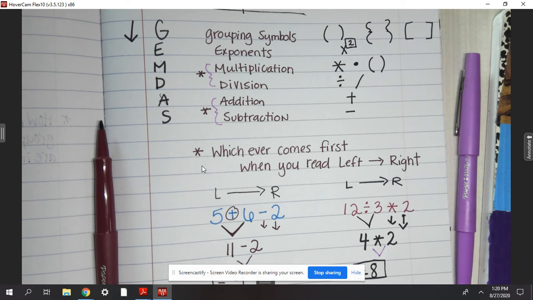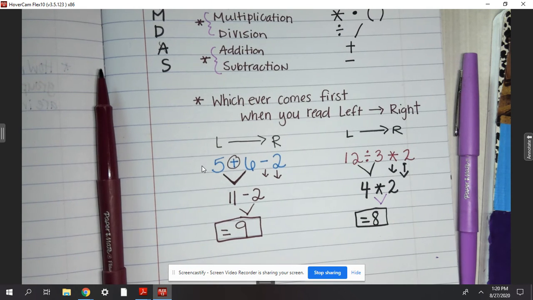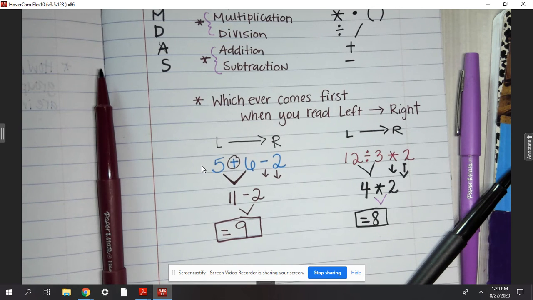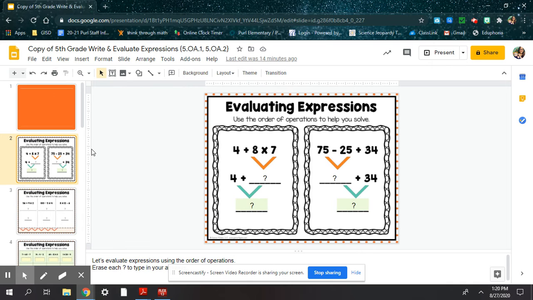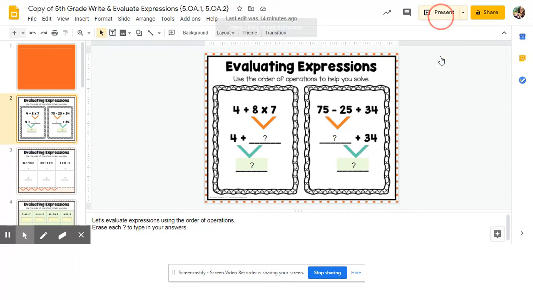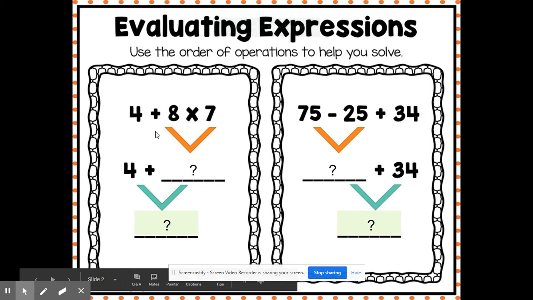Okay, so that's what you are going to do today. So for today's lesson, we are not going to have grouping symbols or exponents. We're either going to have expressions like this. Okay, so for today, I'm going to show you here. So it's very similar to what I just showed you. I'm just making it larger so you can see.